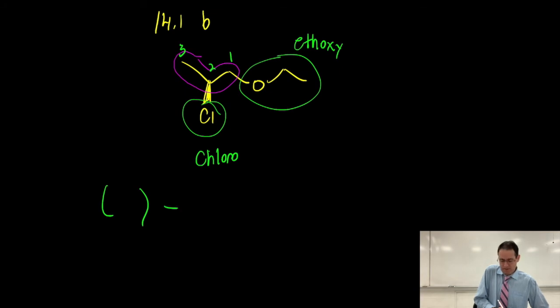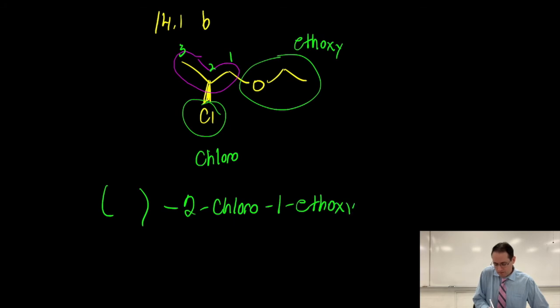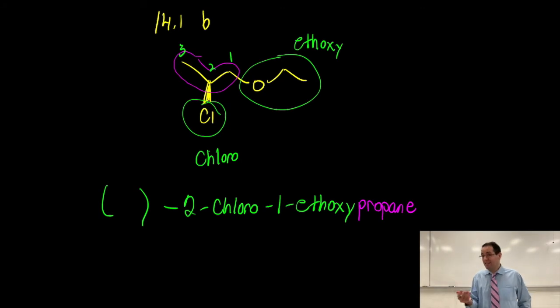Now we're going to have some stereogenic center information here. In the beginning of the name, when you have only one stereogenic center, we're going to put a capital R or a capital S in these parentheses, but the name is going to be 2-chloro, 1-ethoxy, okay, and the parent is propane. It's more complicated than ethane, right? Because it has 1 additional carbon.